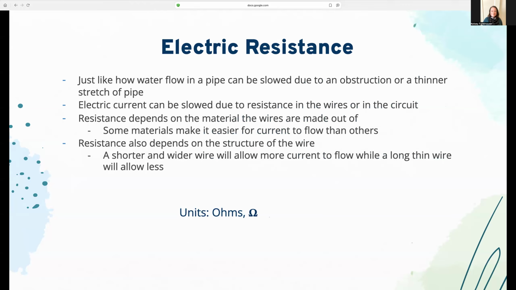Resistance also depends on the structure of the wire. A shorter, wider wire, or whatever the object of resistance is, allows more current to flow, while a long, thin wire will allow less current to flow. And the units of resistance are ohms, and they use capital omega. That's what that symbol is.